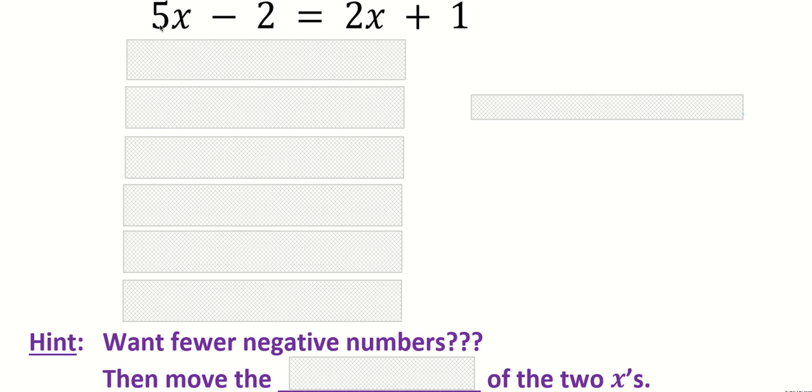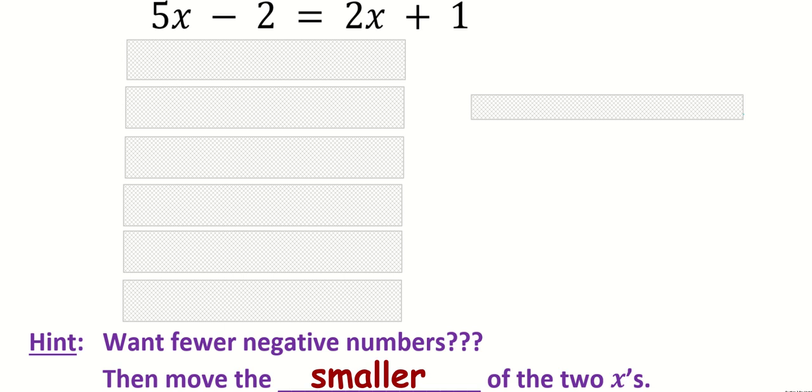Okay, so on this side we have a 5x, like 5 times x, and over here we have a 2x, or 2 times x. We want to move one of these to the other side so that we only have x on one side. And then this hint down here: as a general rule of thumb, this is not something you have to do, but if you want fewer negative numbers to work with, how do we decide which one we're going to move to the other side?